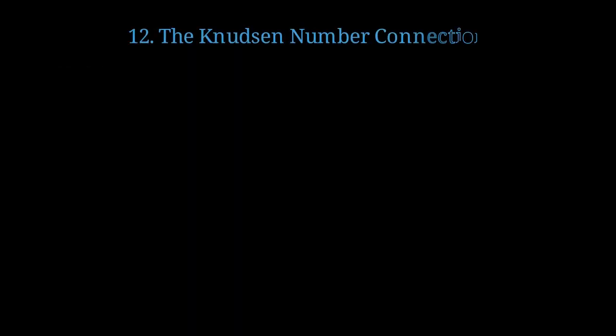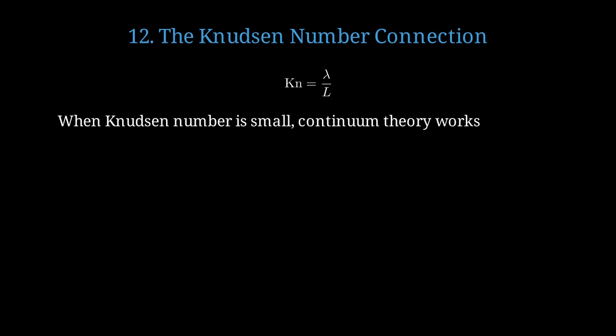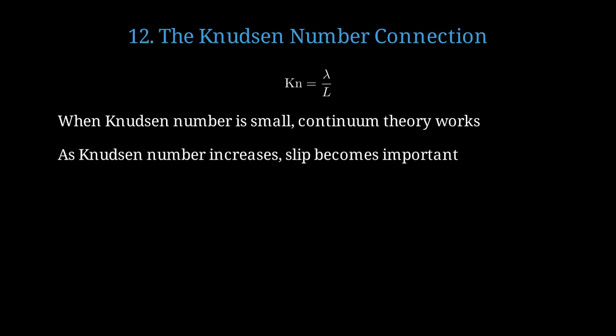There's a deep connection between slip and the Knudsen number, a dimensionless parameter. The Knudsen number equals the mean free path lambda divided by the characteristic length scale L. When the Knudsen number is small, continuum assumptions and classical fluid dynamics work well. As the Knudsen number increases toward 0.01 to 0.1, slip effects become significant and must be included. Interestingly, the slip length often scales approximately with the mean free path of the fluid molecules.